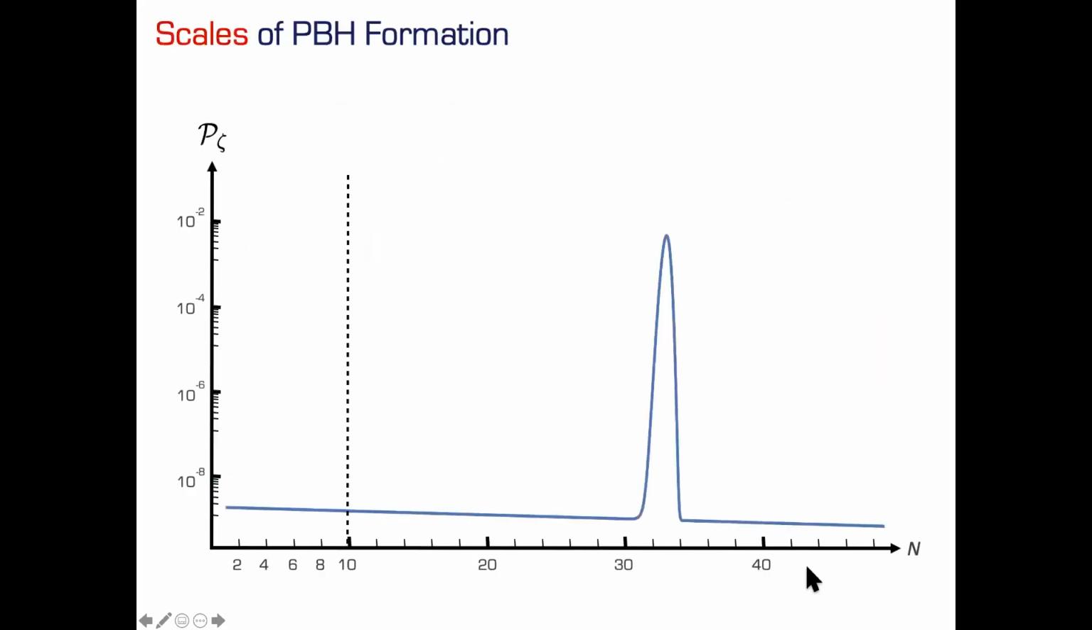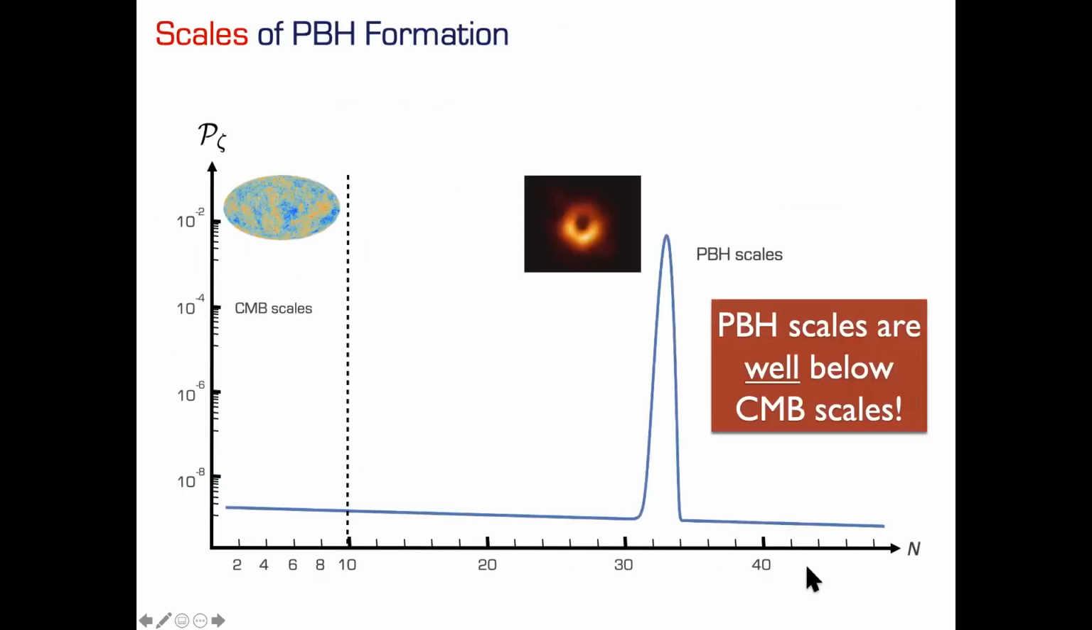And this was another diagram we mentioned, where we compared the CMB scales, the scales that are accessible to cosmic microwave background experiments or observations, to the primordial black hole scales. And we see that they are vastly different, and we need a large amplitude of the fluctuations at much smaller scales or at much earlier times.